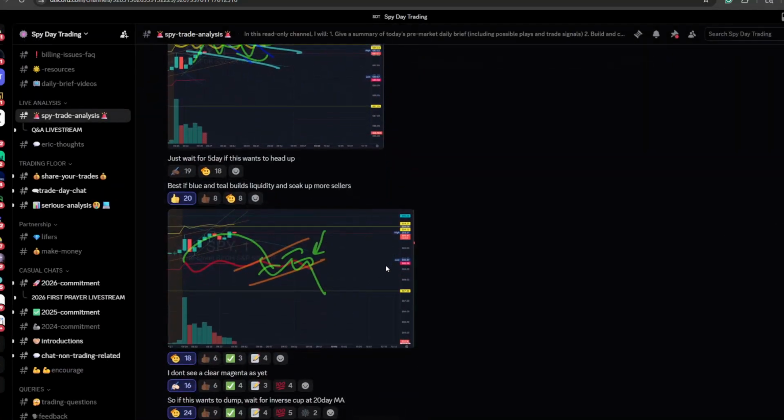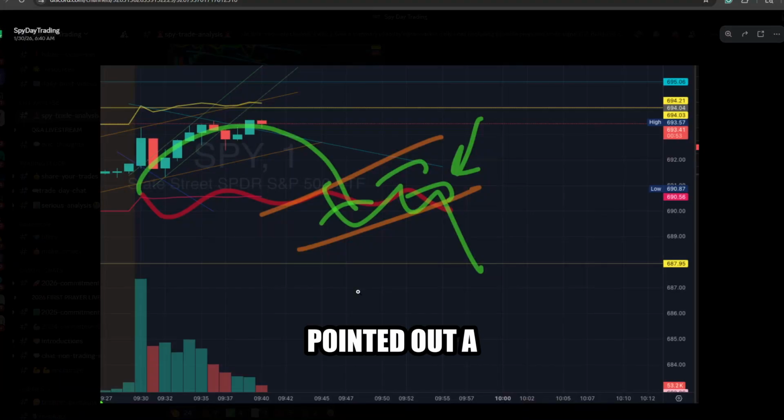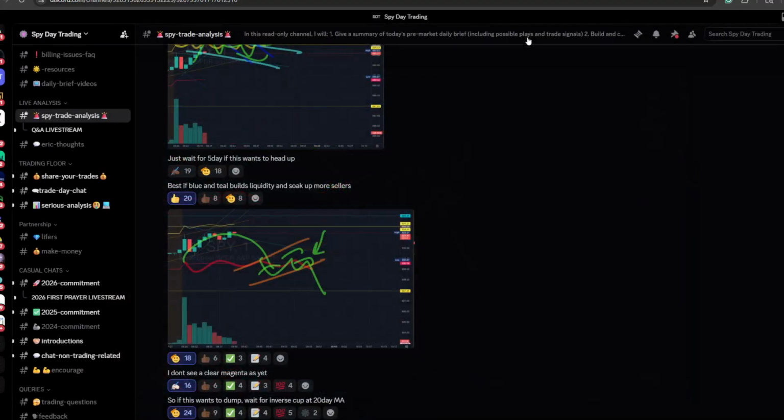On the flip side, he also pointed out a bearish scenario. You want to see the inverse cup close at the 20-day moving average and create some structure off of that 20-day moving average to go short. So those are the scenarios that he set up 7 minutes into the trading day.